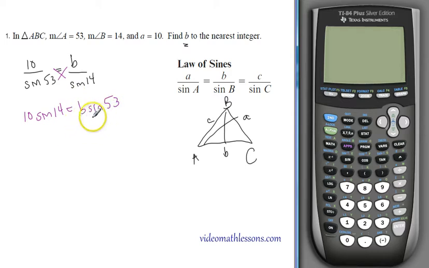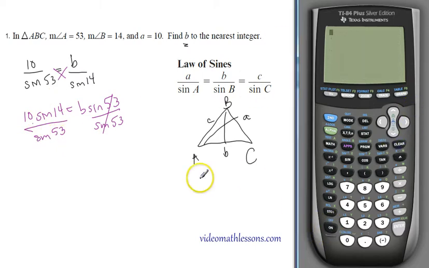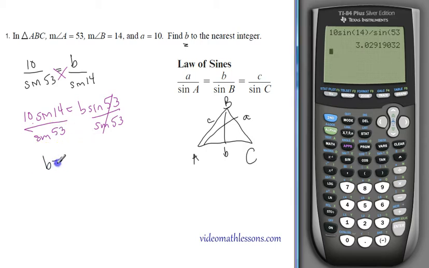I'm going to get the B by itself. I'm going to divide both sides by sine 53. And this is what we're going to type in our calculator. So we're going to go over to the calculator, turn it on. So 10 sine 14. Make sure you close the parentheses. Divide by sine 53. And we hit enter. B equals 3.029190032.